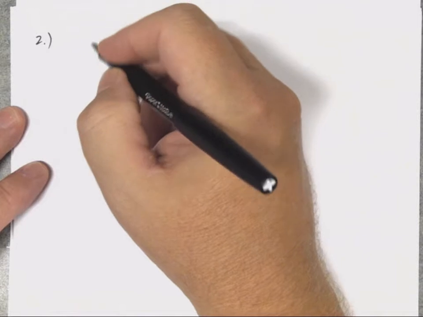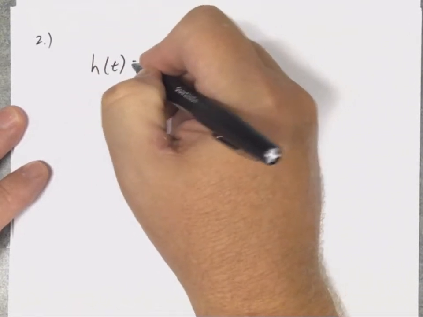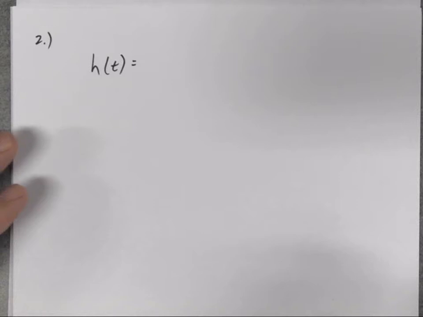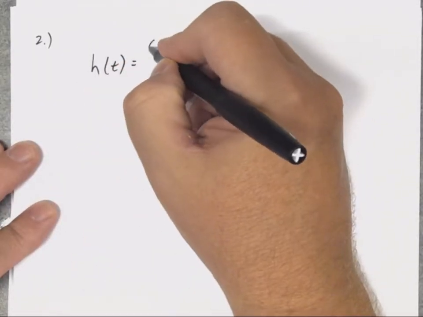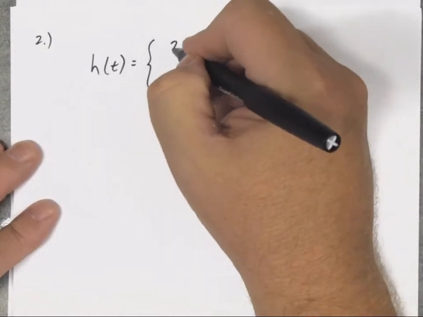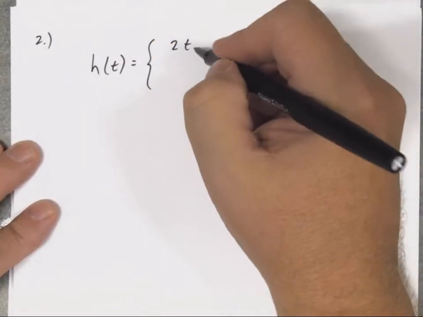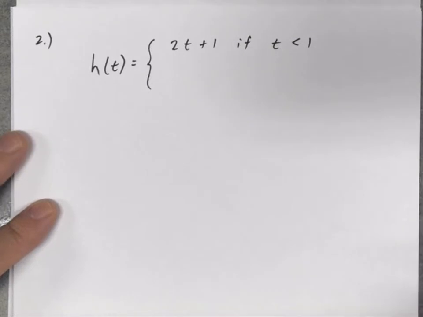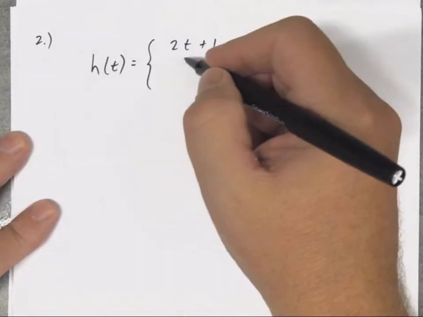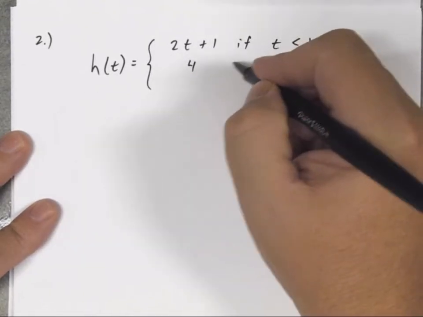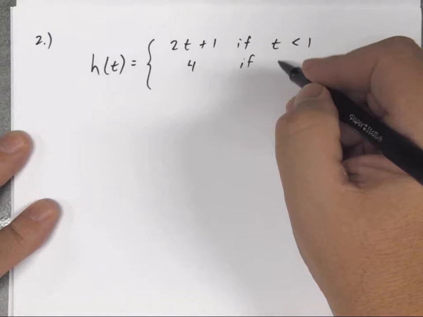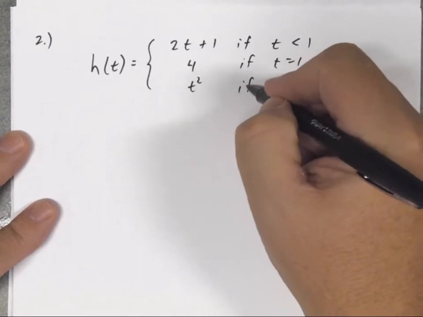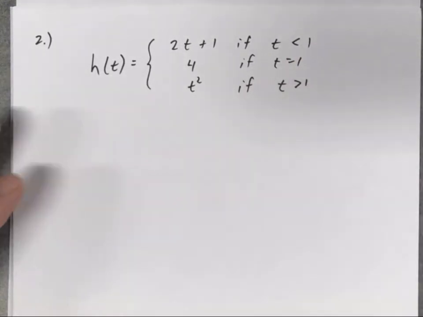This is called a piecewise function because the value of the function changes according to what your value of t is. In this case, the function is h of t, and piecewise functions are written like this. H of t is going to equal 2t plus 1 if t is less than 1. Let me write this out, and then I'll explain how this works. H of t equals 4 if t equals 1, and h of t is t squared if t is greater than 1.